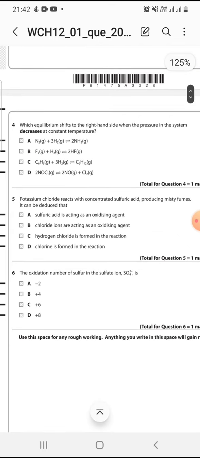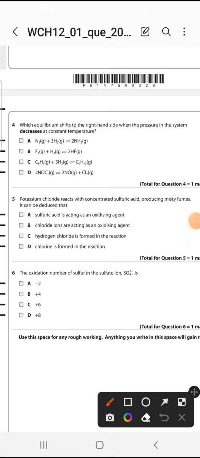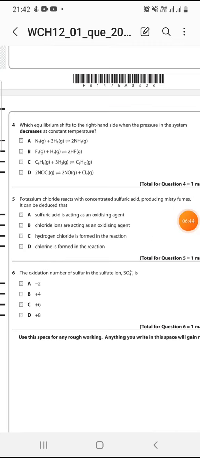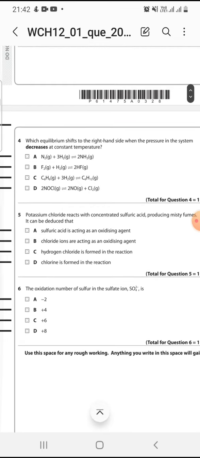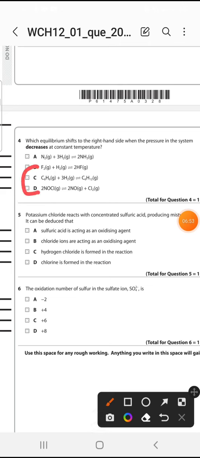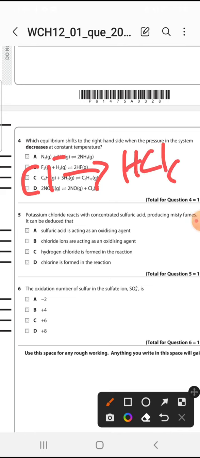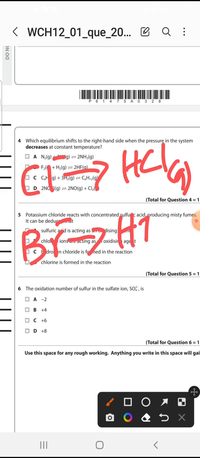Fifth one, potassium chloride reacts with concentrated sulfuric acid, producing misty fumes. It can be deduced, right? You know this reaction in group number 7: Cl minus reacts with concentrated sulfuric acid. We get only one product. It is HCl. It's a misty fume. That's not a redox reaction. It's just a normal reaction. By the way, Br minus has more reducing power than Cl minus, so Br minus will produce HBr first, then Br2, then SO2.